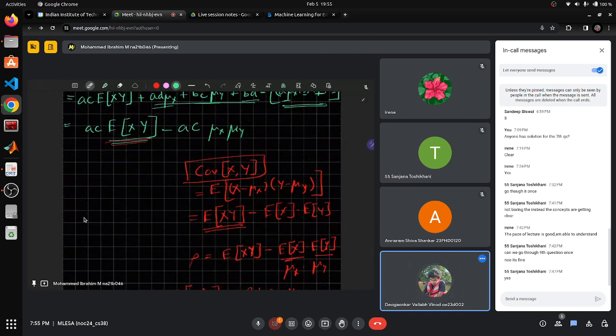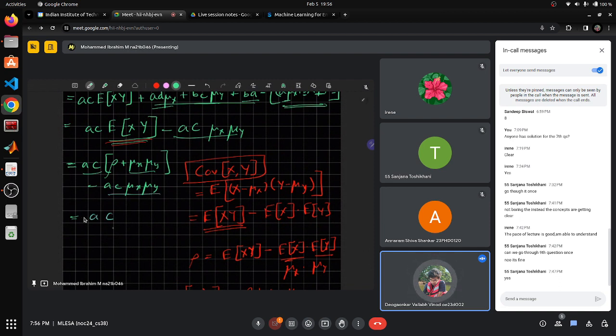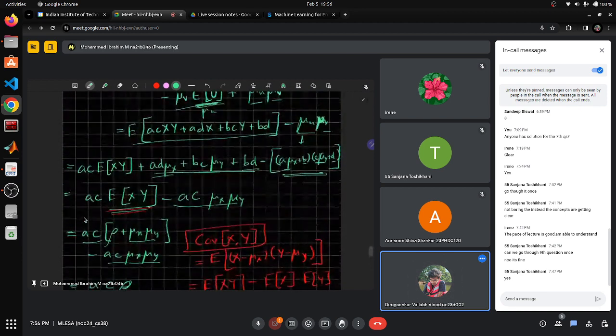So AC times rho plus mu x mu y, and this minus AC into mu x into mu y. That ends up giving, so this term gets cancelled. So AC into mu x mu y, which was also present here, AC into mu x mu y. And we end up getting the answer AC into rho. So yeah, that is essentially the answer.